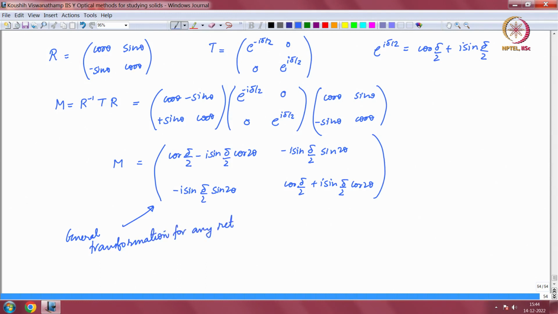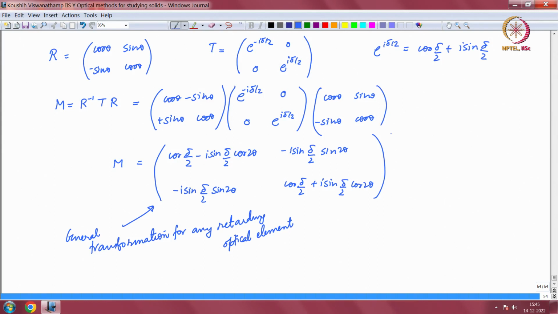for any retarding optical element. And for a polarizer you have delta equal to 0, and because there is no retardation it is only going to pick up a direction, you have that matrix that we wrote before. So you have 0 0 0 1 like I showed you before.